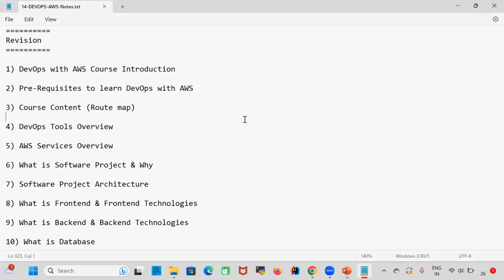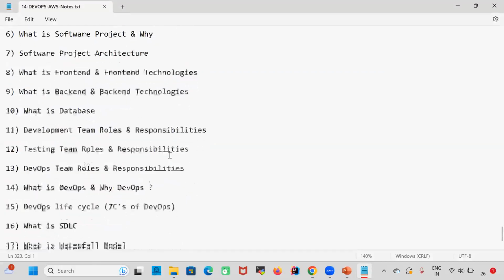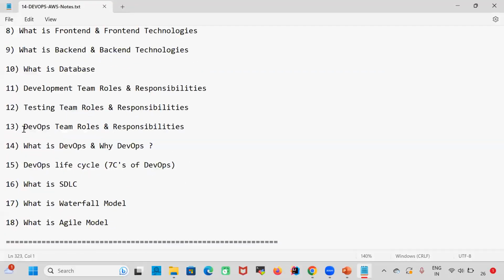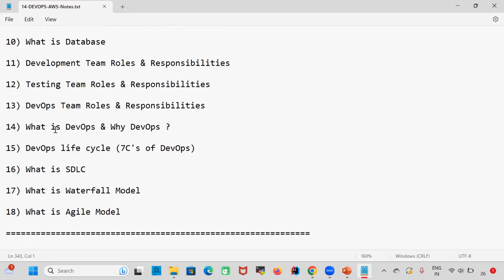Good evening, everyone. In the last session, we understood what are the roles and responsibilities of a DevOps team member in the project. And we discussed what is DevOps and why DevOps, what is the DevOps lifecycle, what are the 7 C's of DevOps we discussed. And we discussed what is SDLC.